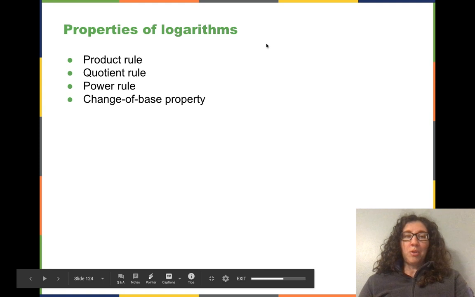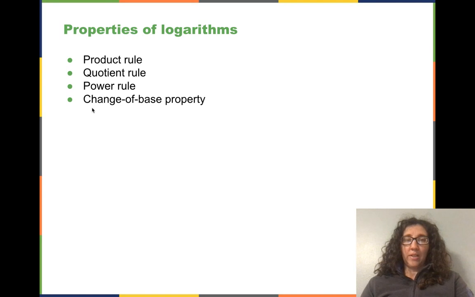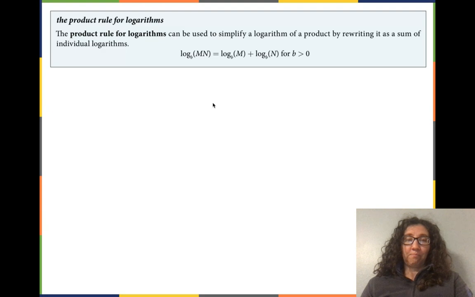All right, we're going to keep talking about logarithms and go through 4 properties of logarithms. The first 3 we're going to kind of use together: the product rule, quotient rule, and power rule, and the change of base property we'll go through at the end. All right, so here's the product rule.